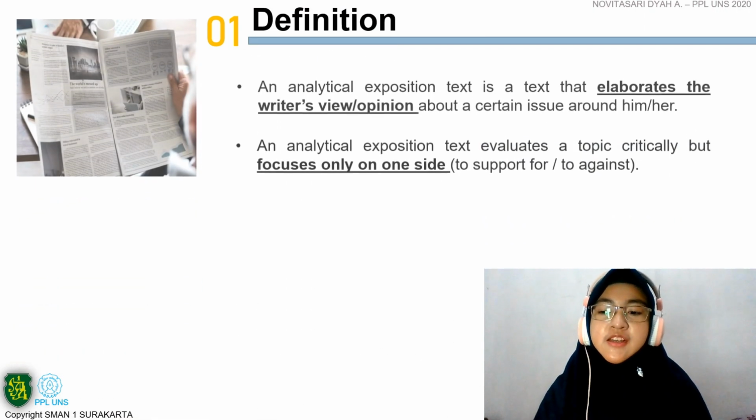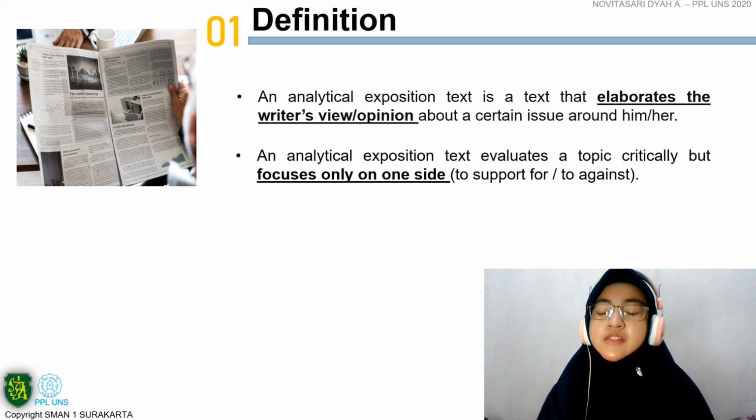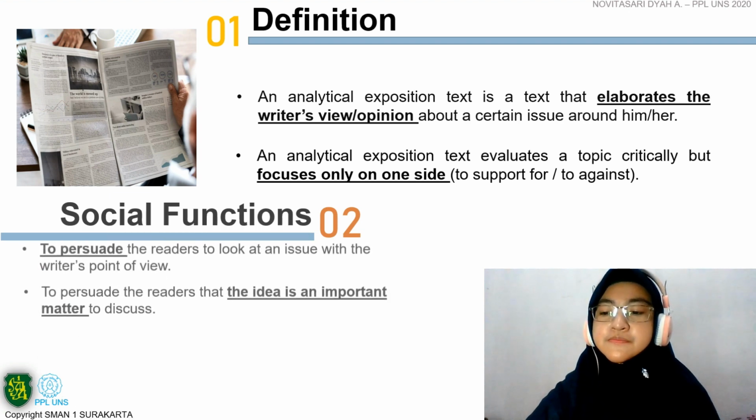Let's get started. First, the definition of analytical exposition text. An analytical exposition text is a text that elaborates the writer's view or opinion or position about a certain issue or a certain topic around him or her. An analytical exposition text also evaluates a topic or an issue critically, but focuses only on one side, to support or to be against. If he supports, he supports until the end. If he is against, he is against until the end, okay?